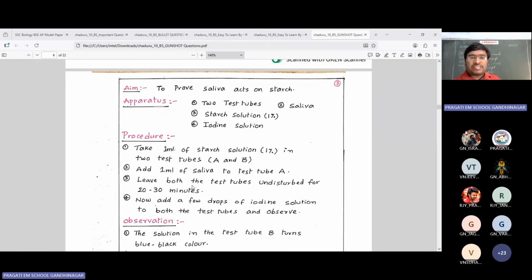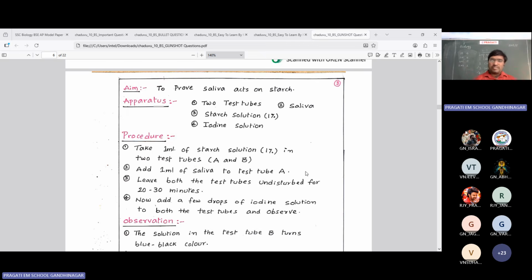Okay, now this is the main experiment. I'm expecting the saliva experiment also in your paper this time. Action of saliva on starch. Aim: to prove saliva acts on starch. What are the apparatus which you are using for this experiment, children? First one is 2 test tubes. Second one, saliva. Third one is starch solution, 1%. And fourth one is iodine solution.